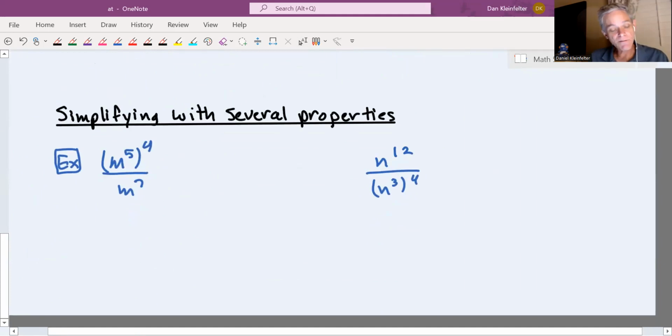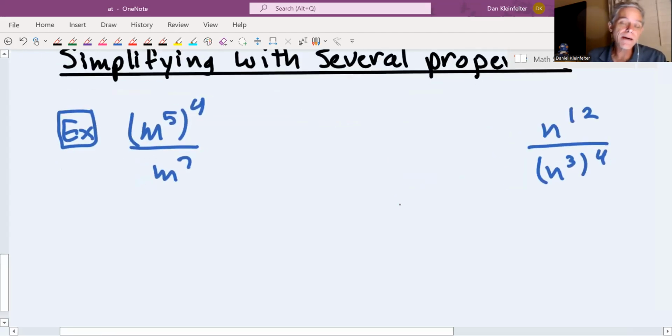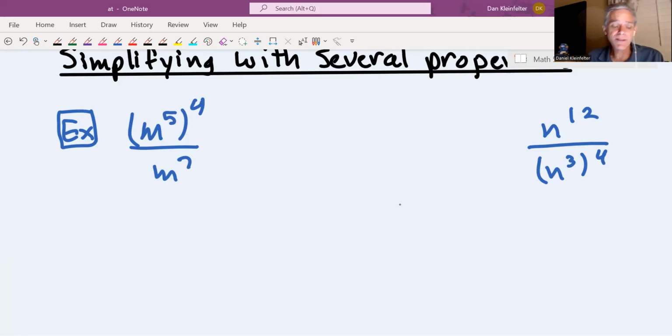All right, so the next and rest of our examples for this section involve simplifying expressions where we may need to use more than one rule, some perhaps from this section and some from earlier sections. Okay, so let's try. So here we have m raised to the 5th power, that's raised to the 4th power, and then that's divided by m to the 7th power.